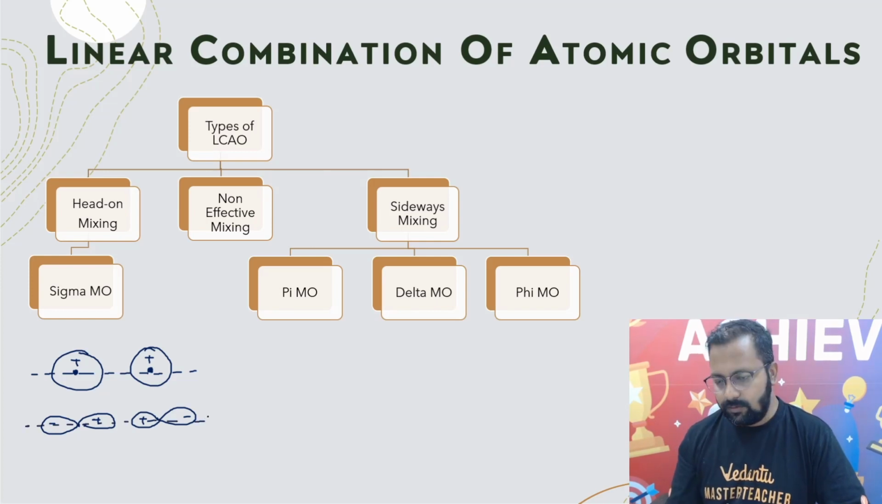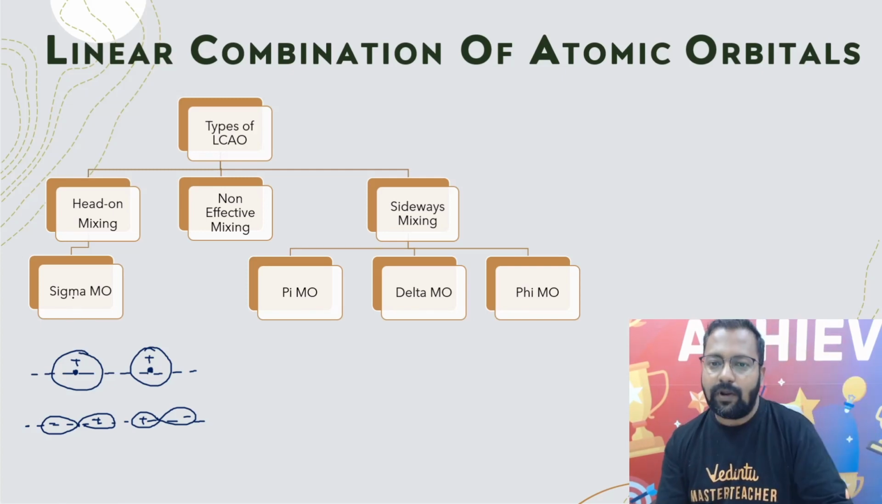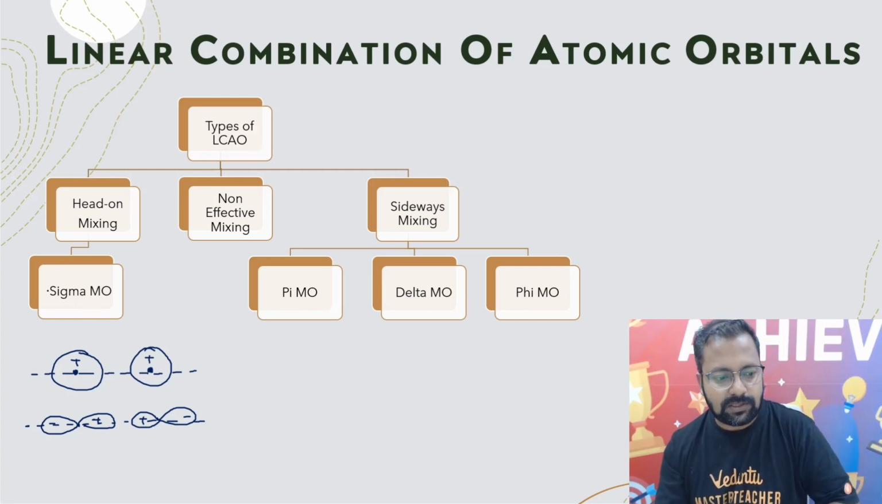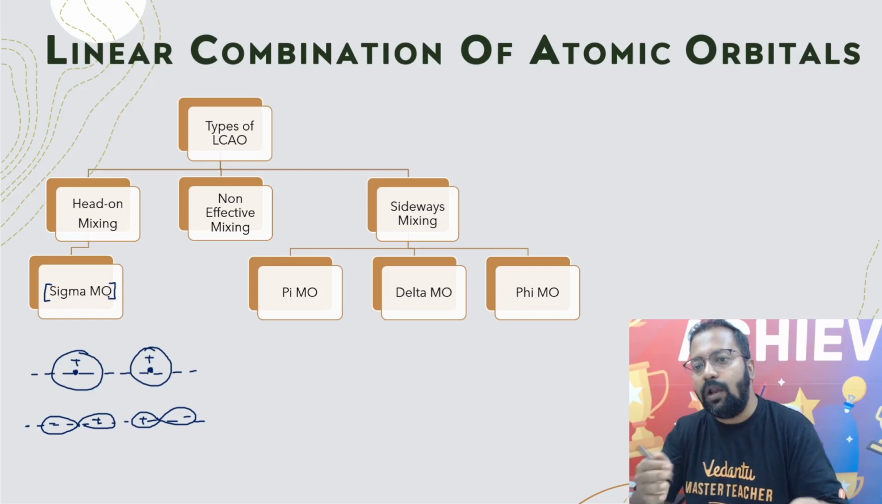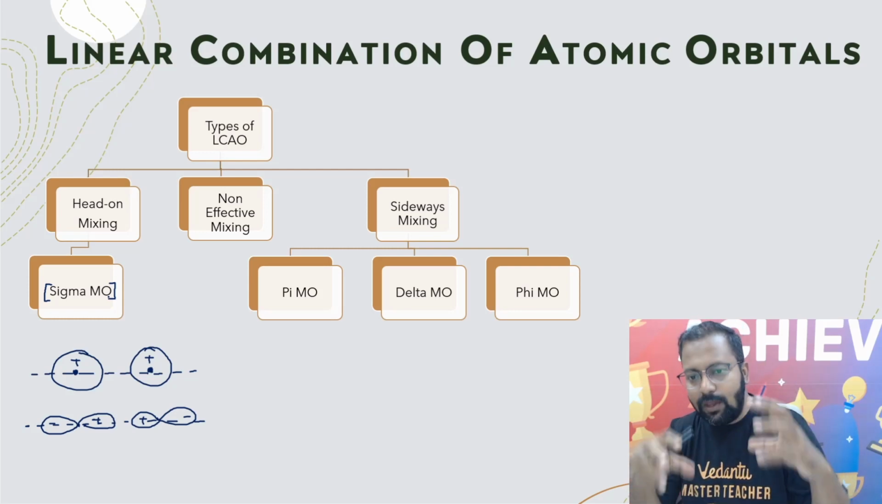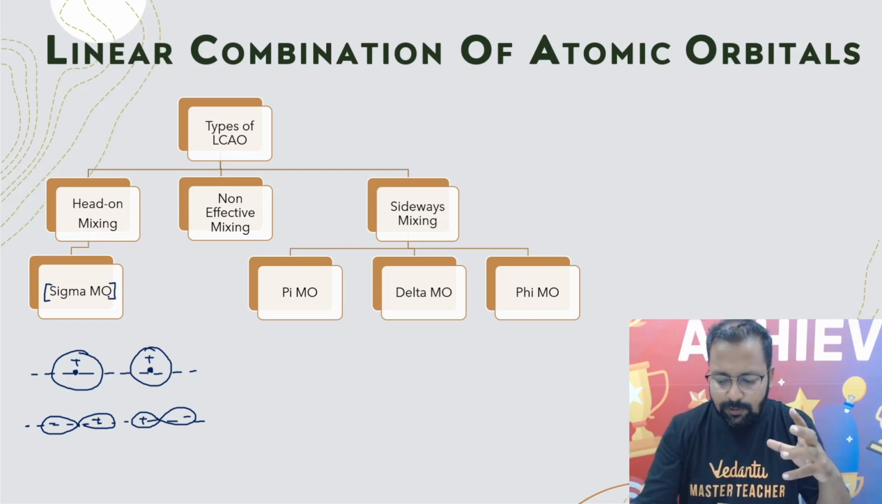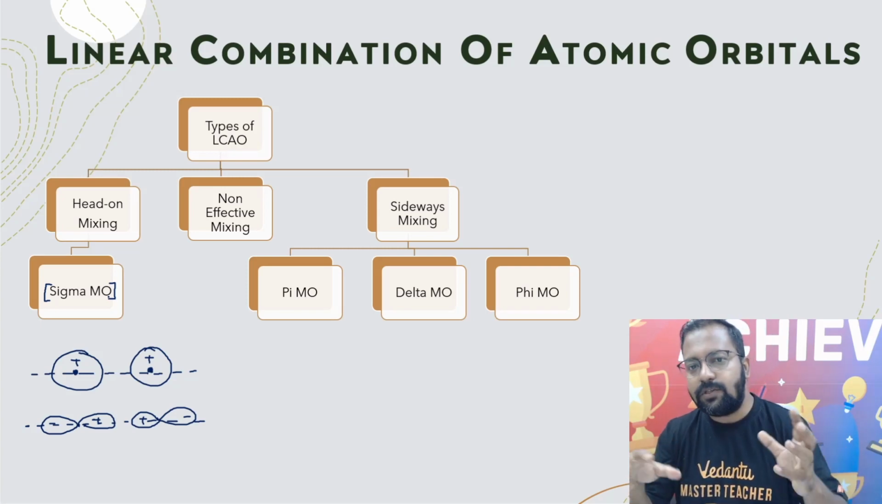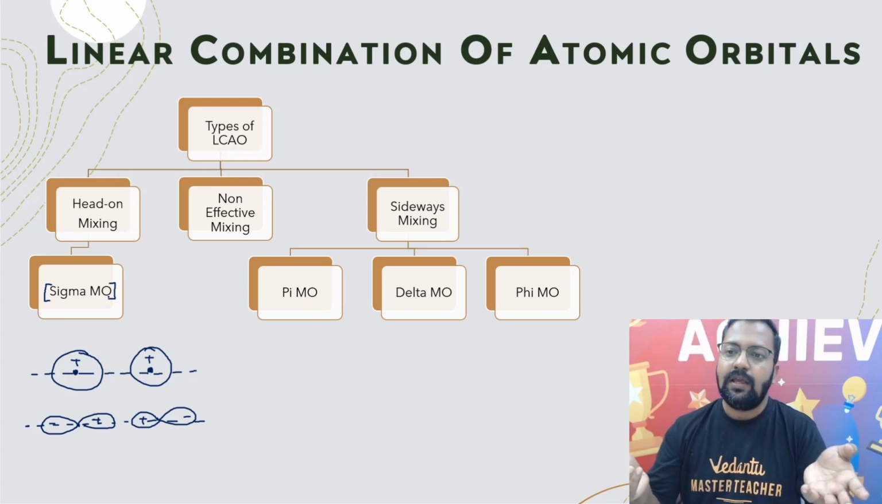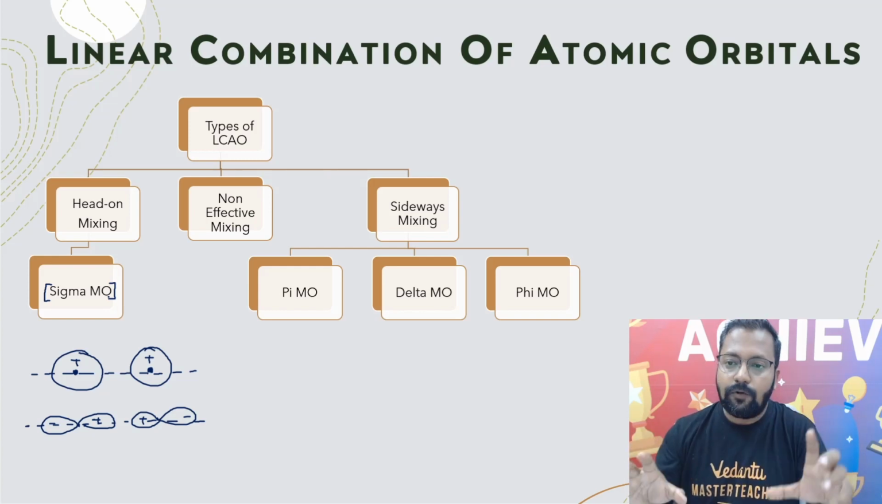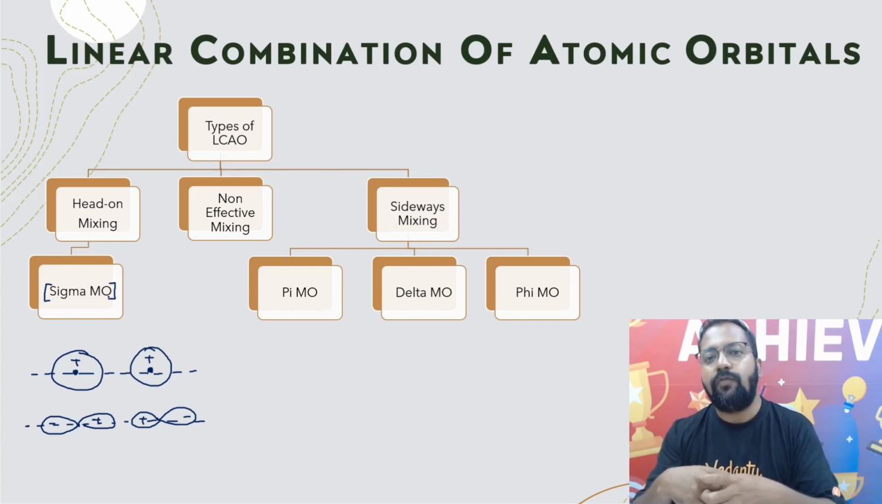This is head on. Whenever head on overlap or head on mixing takes place, you will always get a sigma bond, or sigma molecular orbital. So for all the orbitals, you do not have to remember which orbitals will give rise to head on overlap and which will give rise to lateral overlap. What you have to remember is how they are overlapping.